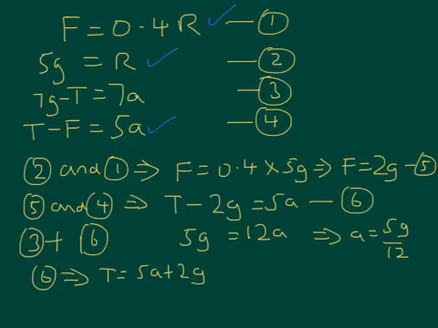5A plus 2G, so that's 25G over 12 plus 2G, which is 49G over 12.